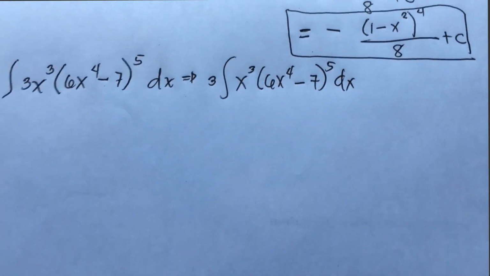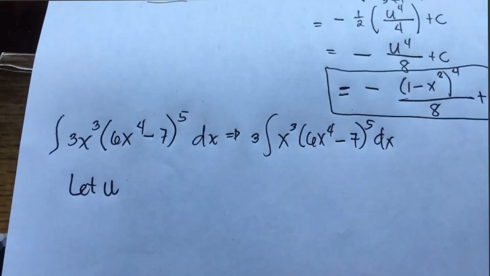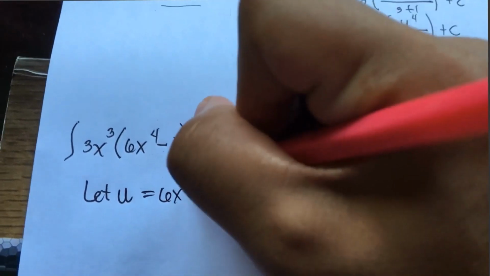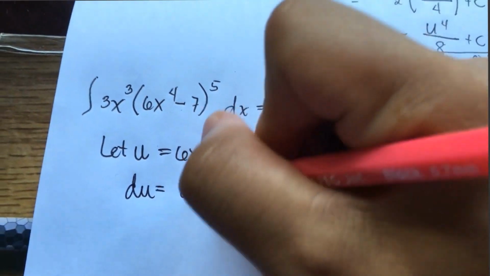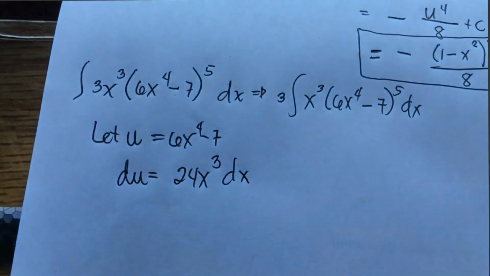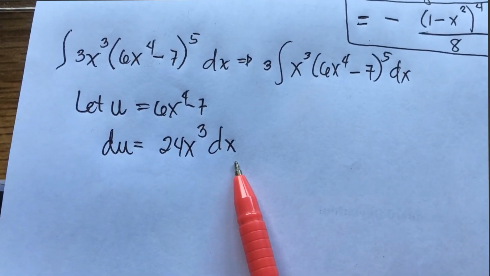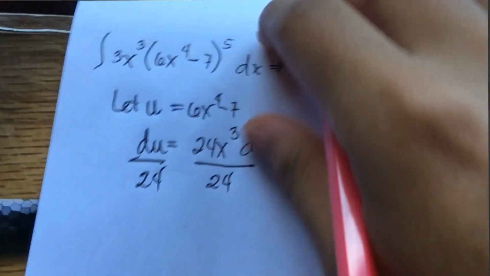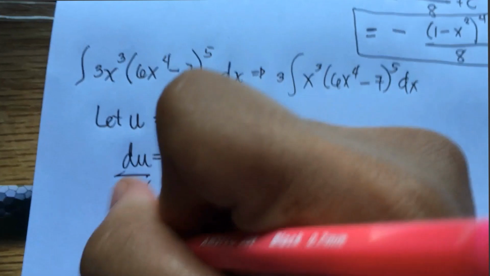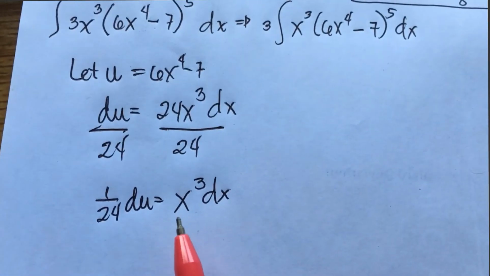After that one, you are going to let u, our base, be 6x raised to 4 minus 7. That's our base. We are going to get the derivative of the u, which is du. And the derivative of your base, 6x raised to 4 minus 7, you have 24x cubed dx. Always take note ha, na pag magawa kayo ng derivative nito, lagyan talaga always ng dx. Okay? So anong gawin next? You are going to divide both sides by 24. Bakit 24 lang? Because para ang maiwan, x cubed dx.